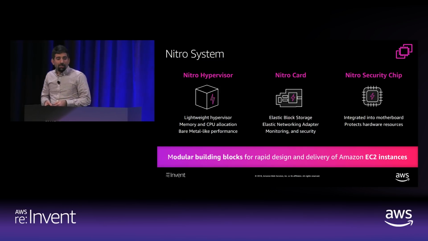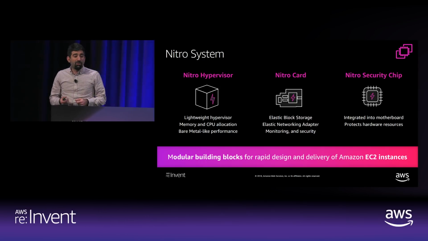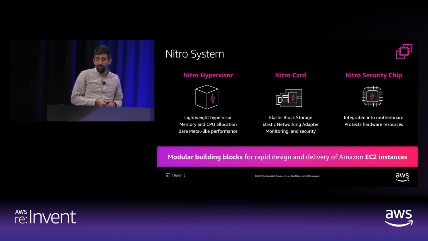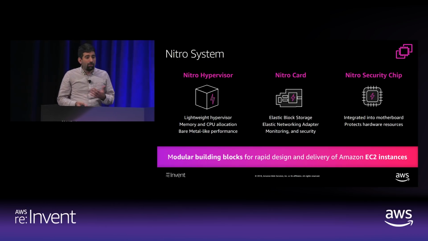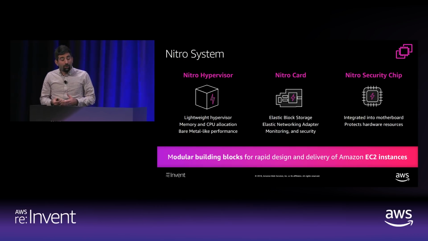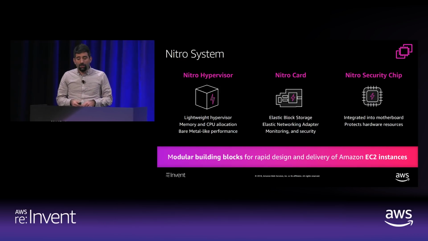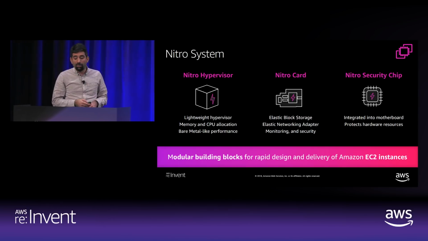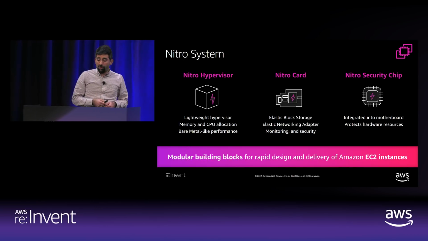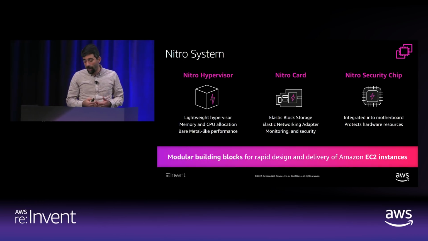The Nitro system is composed of 3 components: the Nitro hypervisor, Nitro cards, and the Nitro security chip. The hypervisor allocates memory and cores to instances, and since it runs on the host processor, we had to rebuild that for ARM. But it uses the same lightweight architecture as on x86 to deliver bare metal-like performance. The other components of the Nitro system are utilized with virtually no change. For example, the Nitro cards and the security chip.